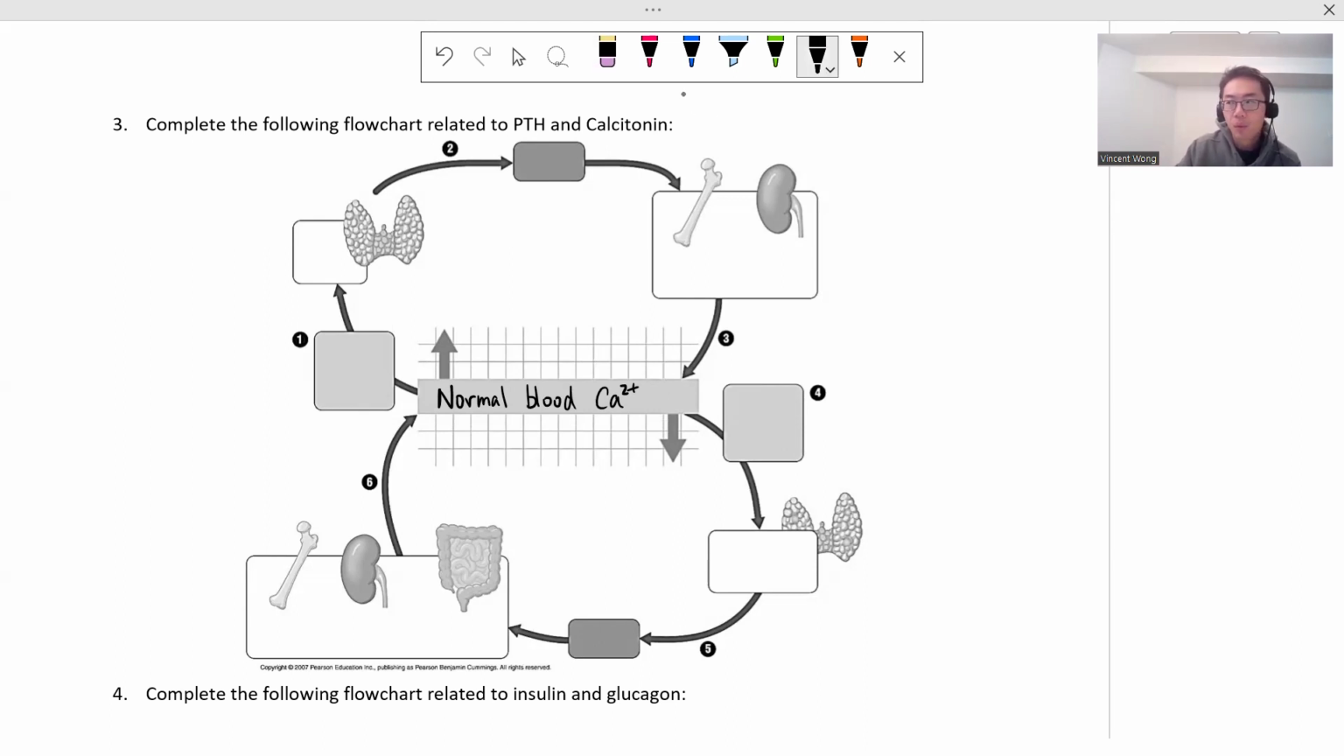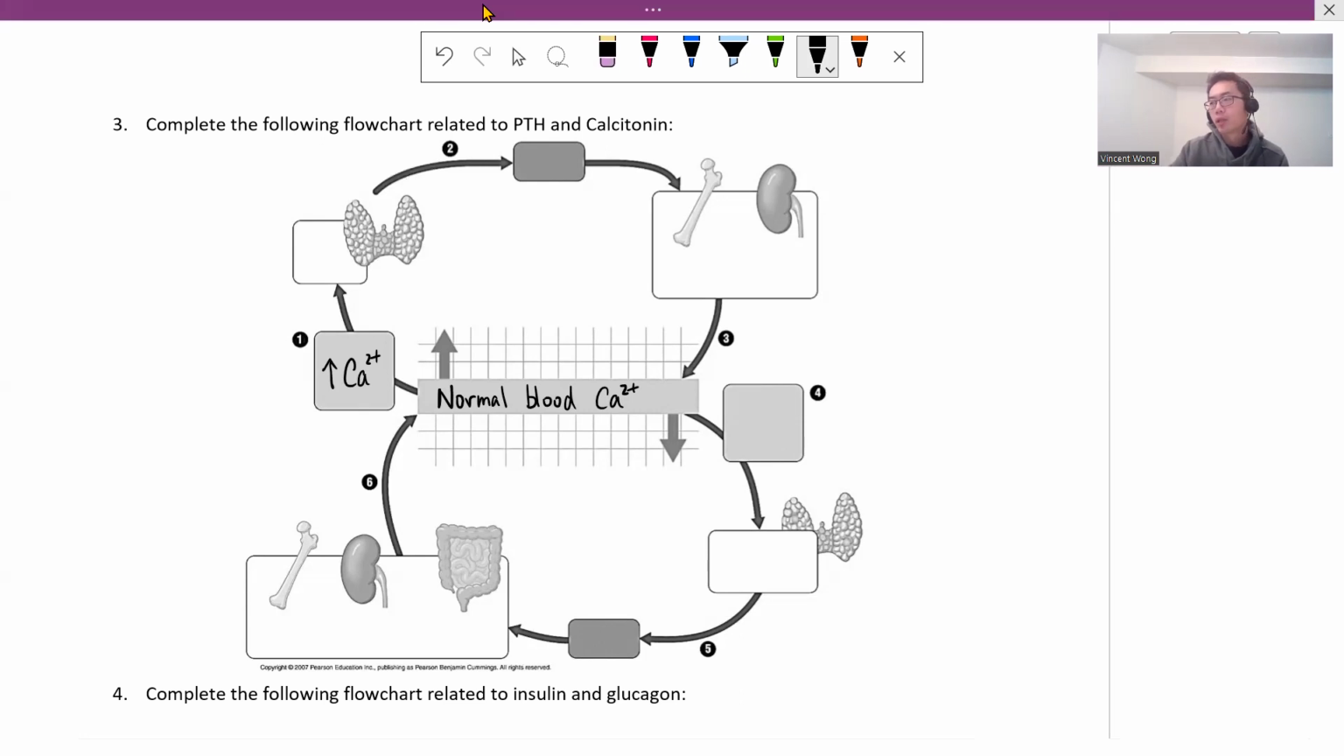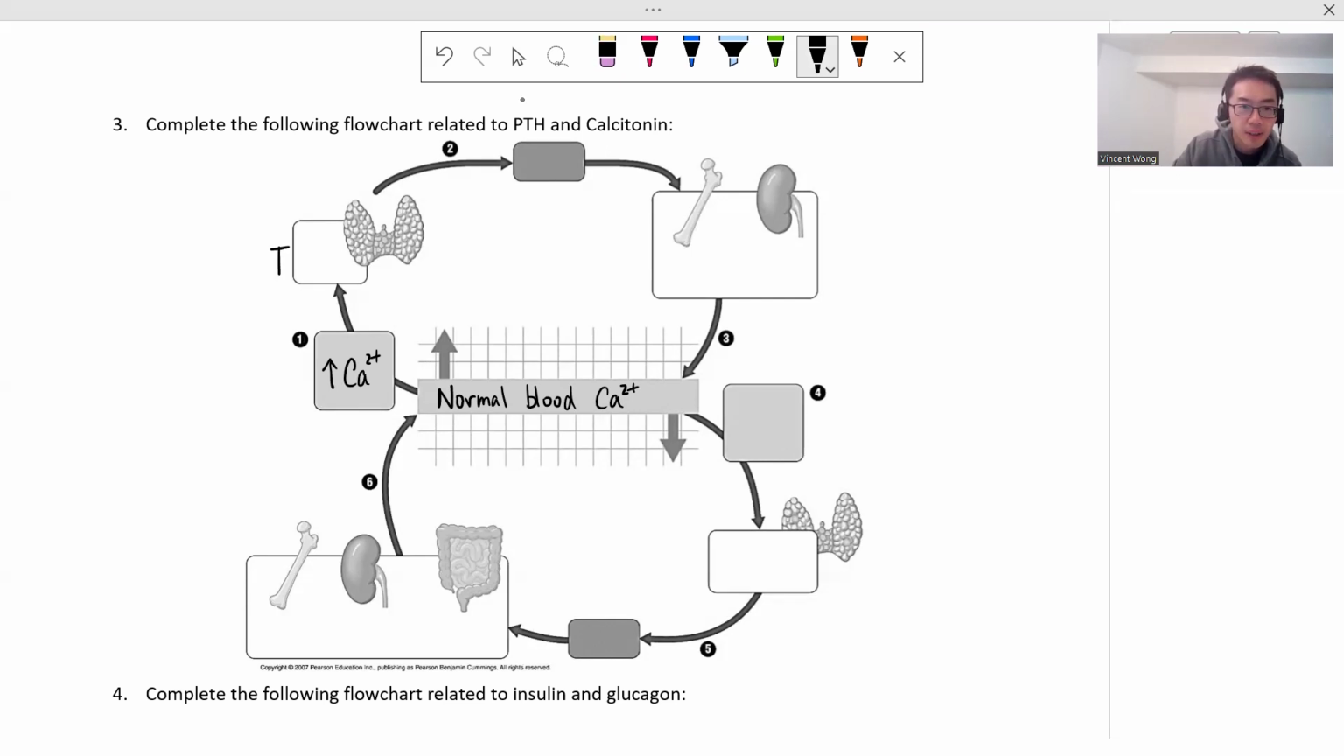So number one, we have an increase in calcium level in the blood for whatever reason. Maybe you took some supplements. Maybe you had a calcium-rich meal, lots of dairy, maybe. And that is going to trigger this gland to respond. What gland is this? Which gland is responsible? Thyroid. That's right. This is the thyroid gland. Very good.